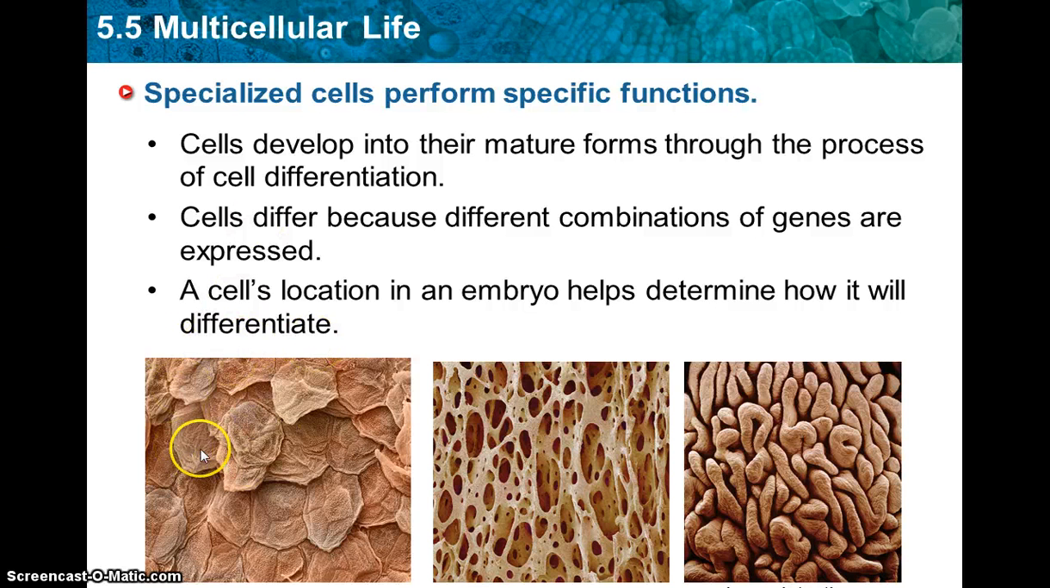First off, we have skin cells here, and these skin cells are going to help prevent infection and dehydration. We have the middle ones here, which are going to be our bone cells, and these bone cells form a matrix that supports and protects our organs. And then we have our intestinal cells. These intestinal epithelia have large surface areas that increase absorption in the intestines.